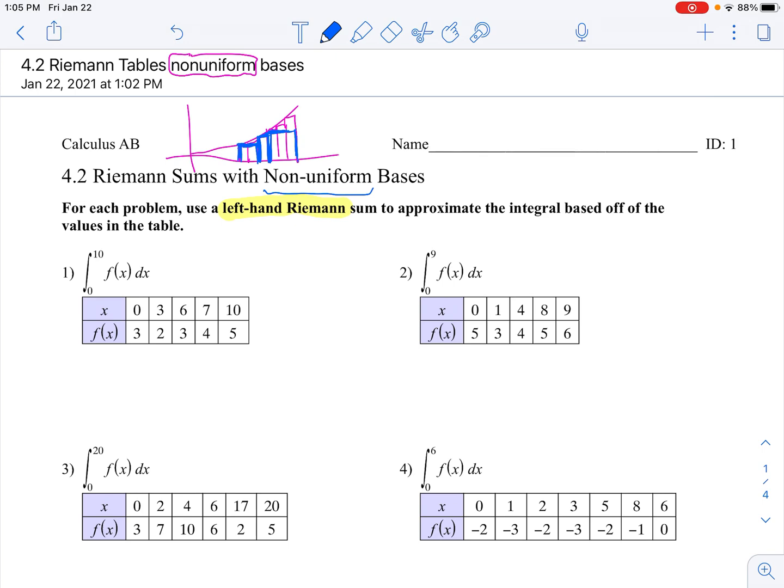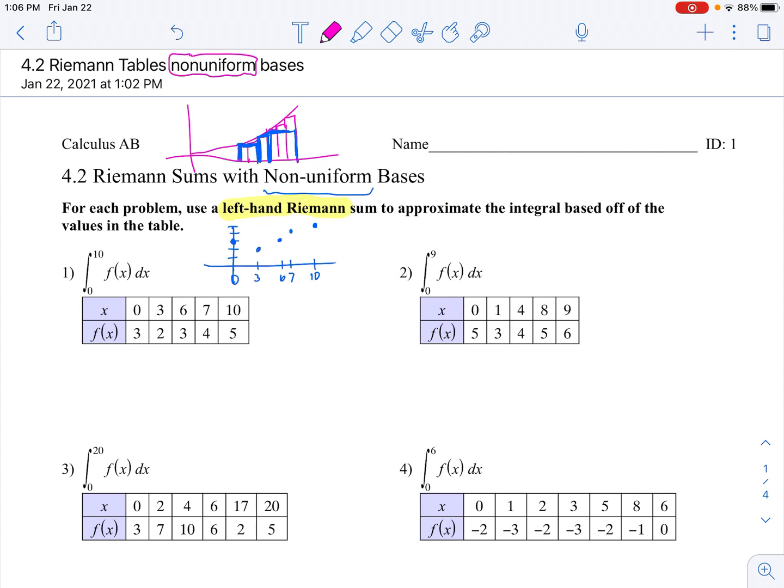All right, let's go through here and let's do the first one together. So same idea. All we have about this function is these data points. We don't know what it looks like. So again, if you wanted to map out what this looks like, you could plot the first point, 0, 3, the second point, 3, 2, the third point, 6, 3, the fourth point, 7, 4, and the fifth point, 10, 5. You could plot them out and look at this function.